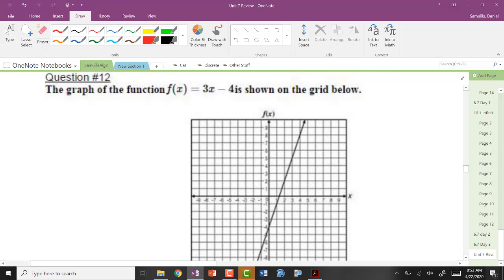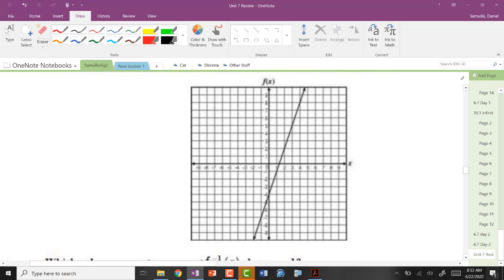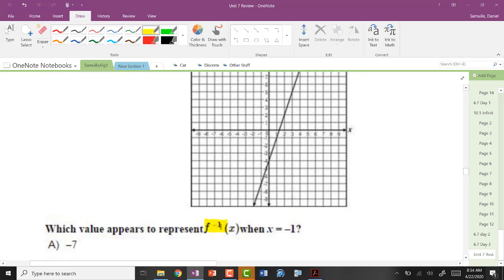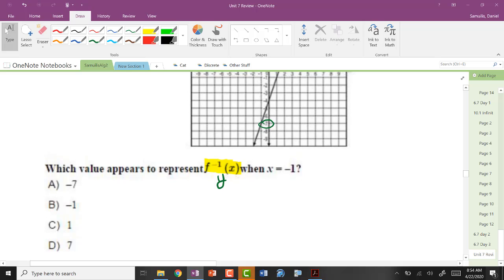Okay, next one. This has to do with before we went on this remote learning. So in this problem, remember that this symbol represents the inverse. And basically what that means is the y. So the inverse is representing a y value. So all it's asking is what is the inverse of the x when x is negative 1? So it's just asking you when x is negative 1, what's the y? That's as simple as that. So when the x is negative 1, the y is right down here at negative 7. So that is our solution, negative 7.